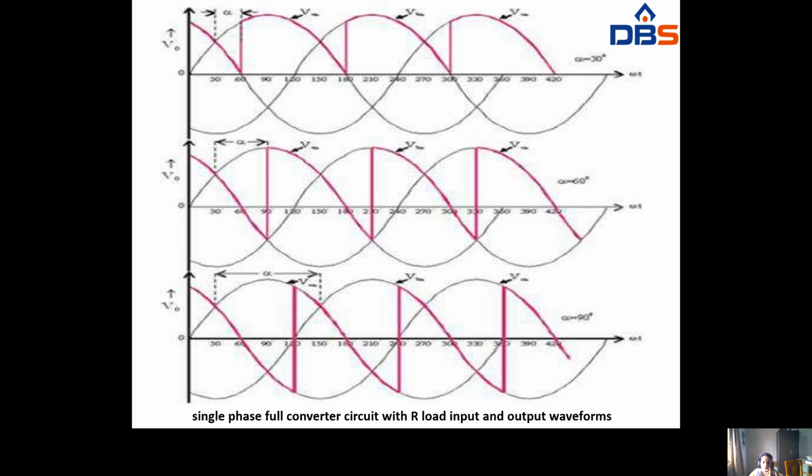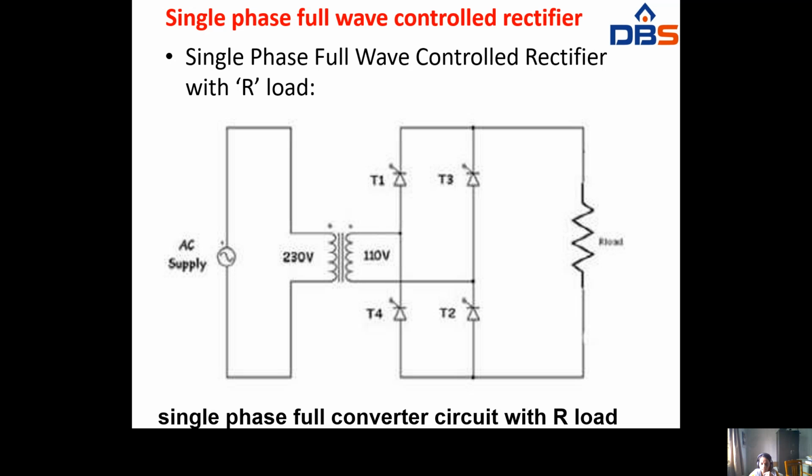When we see the waveforms, whenever we give an AC supply, a positive gate pulse is applied to T1, and current flows through T1, the load and T2. So T1, T2 operate in the positive half cycle, and in the negative half cycle T3 and T4 operate, through T3, load and T4. So we have to see the waveforms.